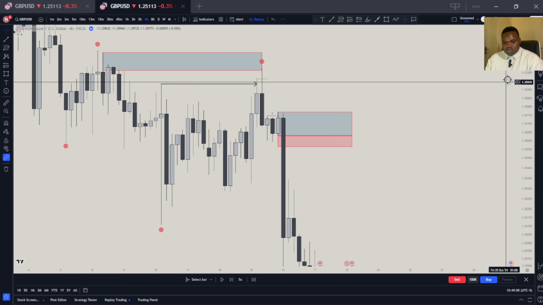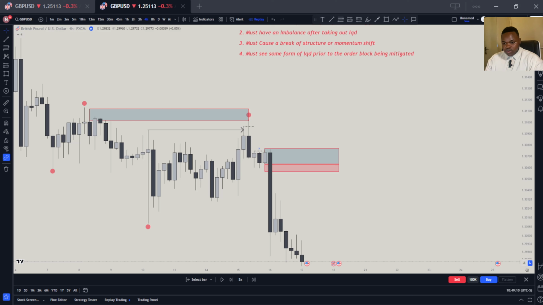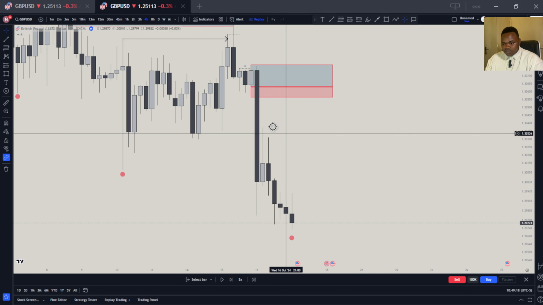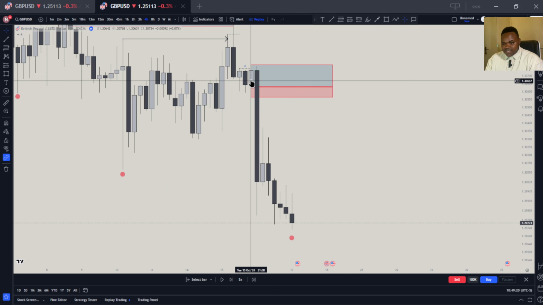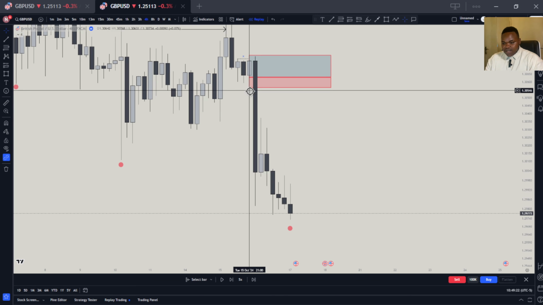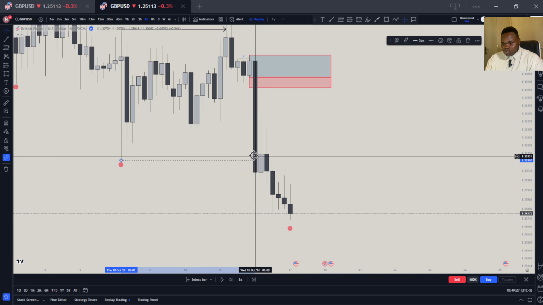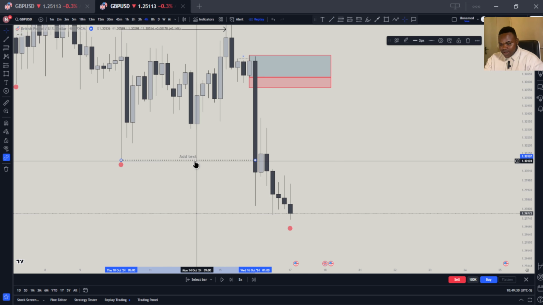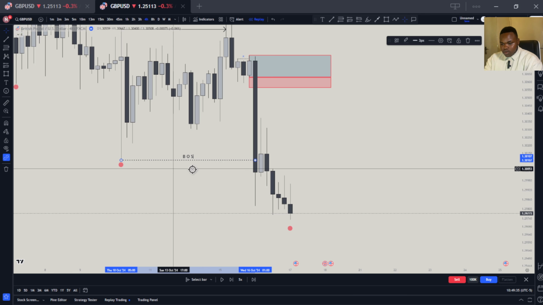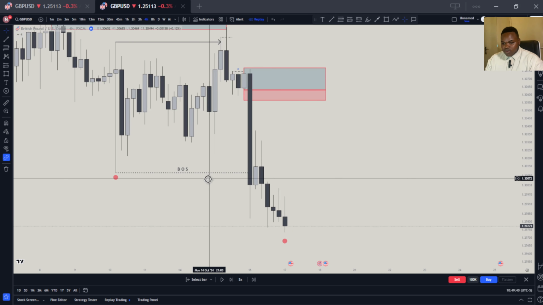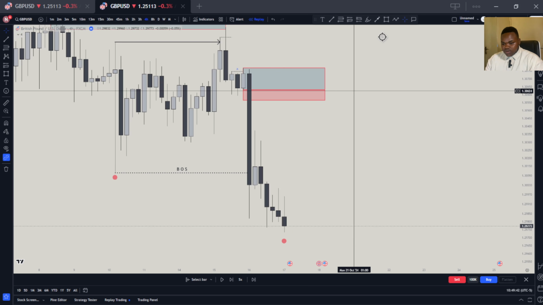So the third criteria to validate another block: it must cause a break of structure or momentum shift. As you can see here, when the banks started reversing price, it caused this structural break. That's this BOS right here, that gives us this new lower low. See that it caused this BOS, this momentum shift right here.